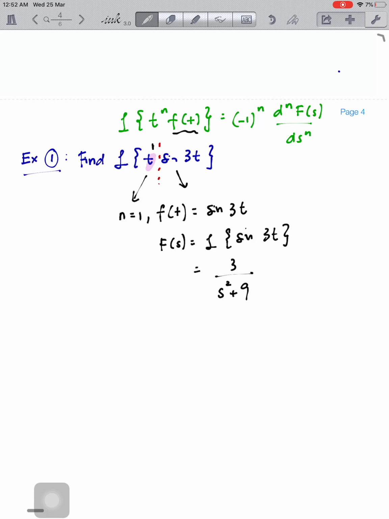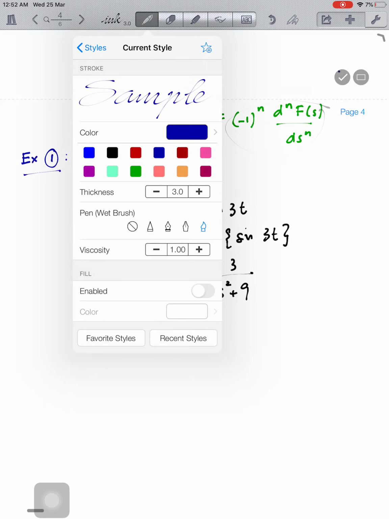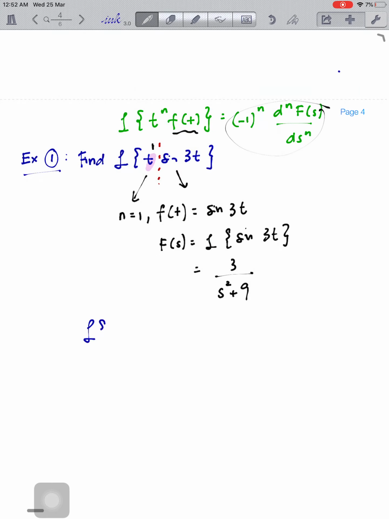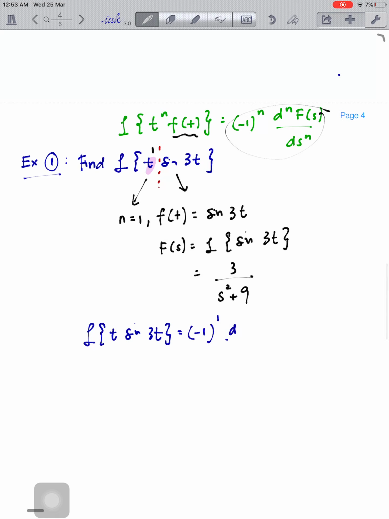Right, now that I have all the components, I'm going to put them together according to the theorem. So according to the theorem, Laplace of t sine of 3t is going to equal -1 to the power of 1, because my n value is equal to 1. And how many times do I have to differentiate? Once, because the value of n is equal to 1. So I'm going to have d over ds of f of s, which for this case is given by 3 multiplied by s squared plus 9 to the power of -1.